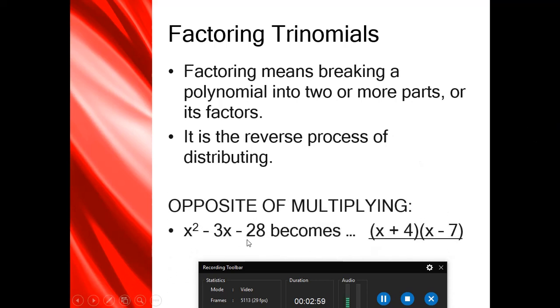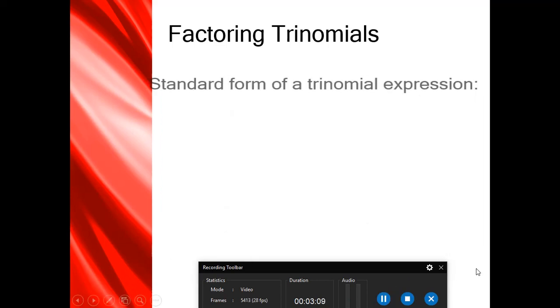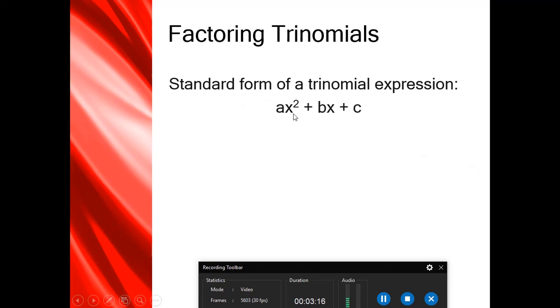So we're going to take a trinomial, and then we're going to learn how to separate it so we get 2 quantities like this one. And there is a little bit of a trick to it. So again, we want our trinomial to be in standard form. So we want the greatest power, and then the next greatest power, and then finally the constant. A, B, and C represent coefficients.